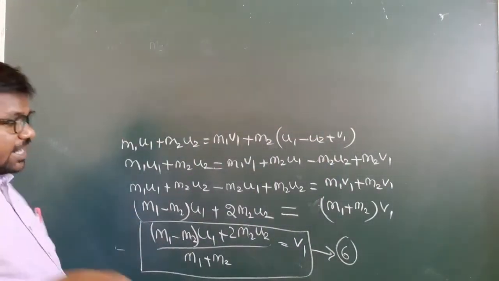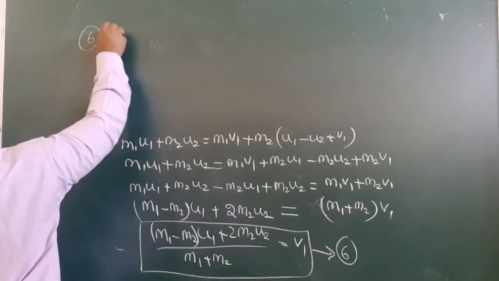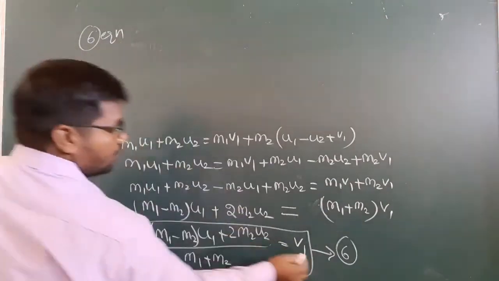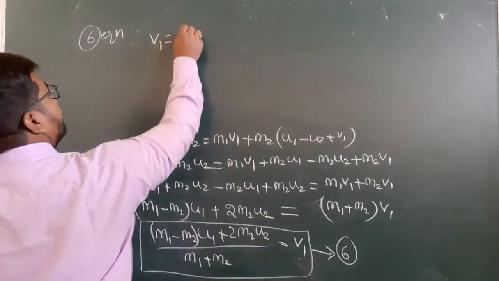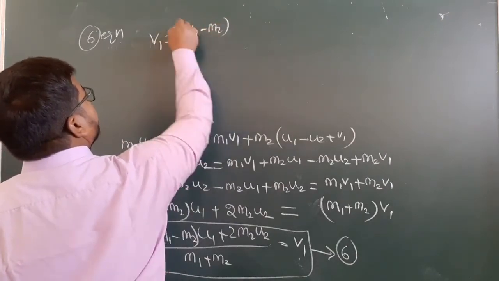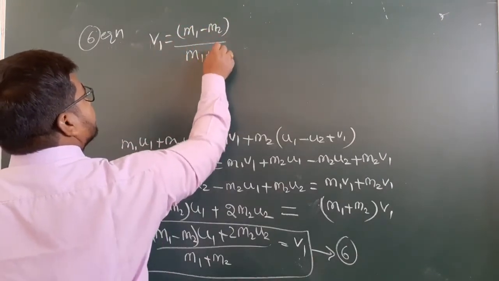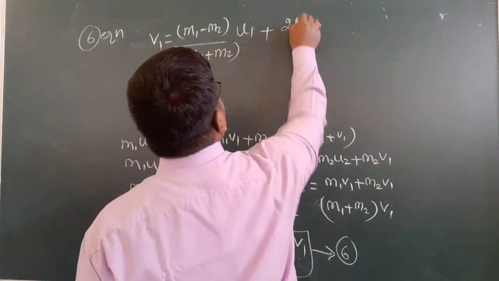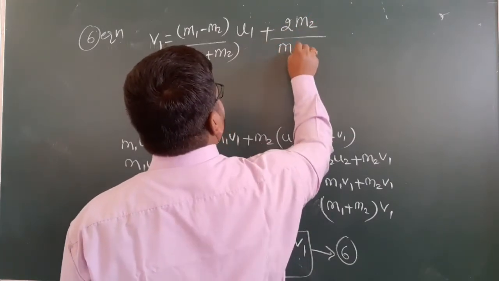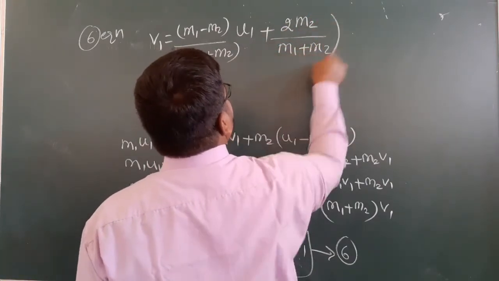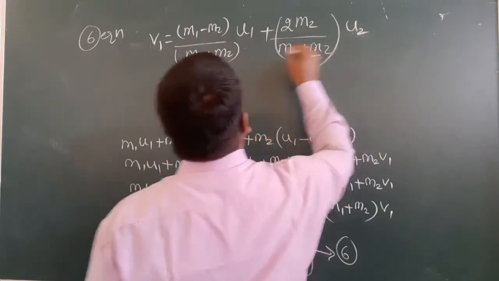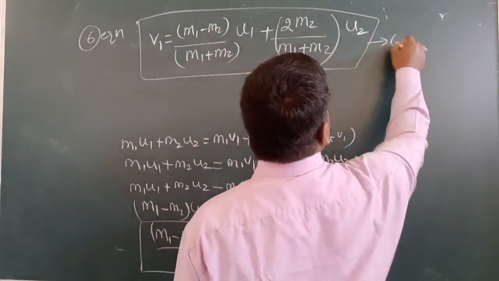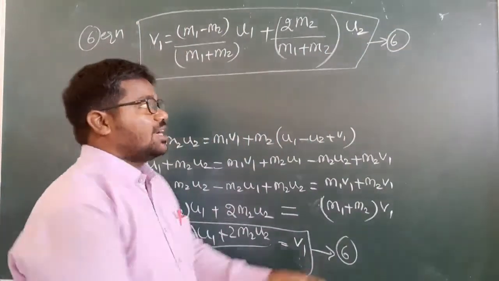Okay, so rearrange the equation 6. We can rearrange it: v1 is equal to (m1 minus m2) divided by (m1 plus m2) into u1, plus 2m2 divided by (m1 plus m2) into u2. Okay, so this is equation 6. Understand, my children?